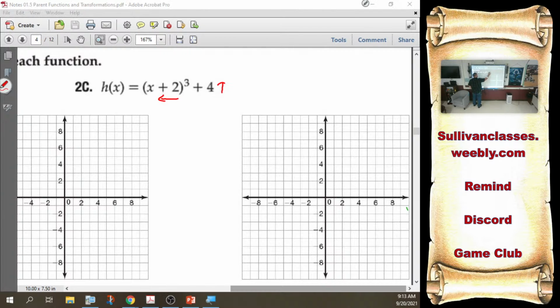H and K spots. I know the difference between H and K because one is in the grouping, one is outside the grouping.